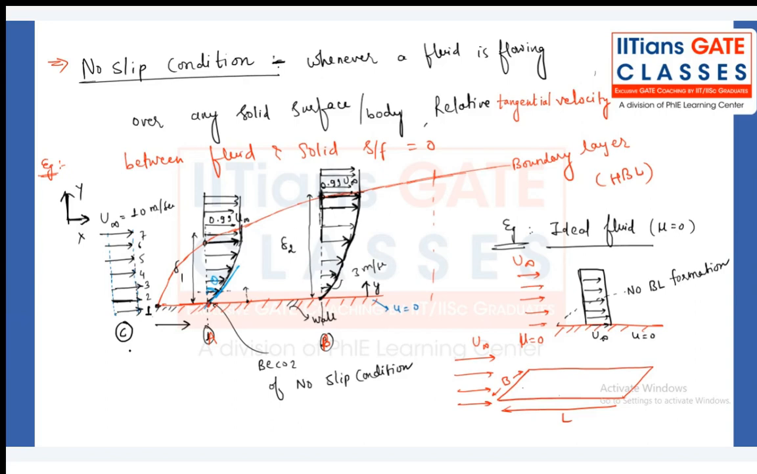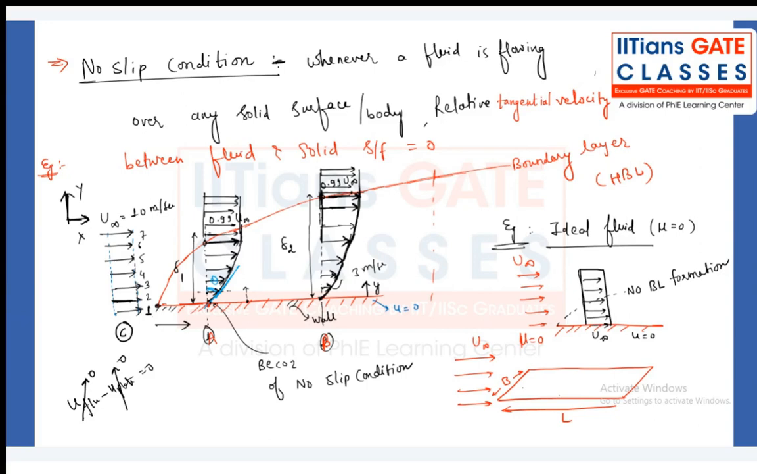To satisfy the no-slip condition, whenever a fluid particle is flowing over any solid surface, the relative tangential velocity between the fluid and the solid surface has to be 0. That means whatever the velocity of the fluid particle, the velocity of the plate needs to be 0. The velocity of the plate is 0. The velocity of the fluid particle just attaching to the plate has to be 0 to satisfy the no-slip condition. What about the second fluid particle?